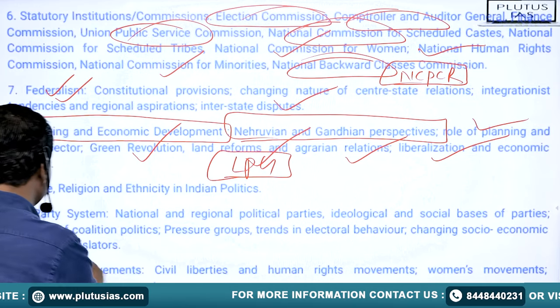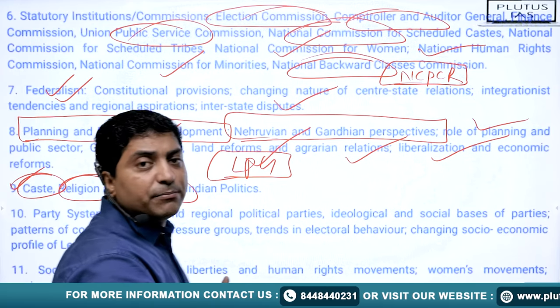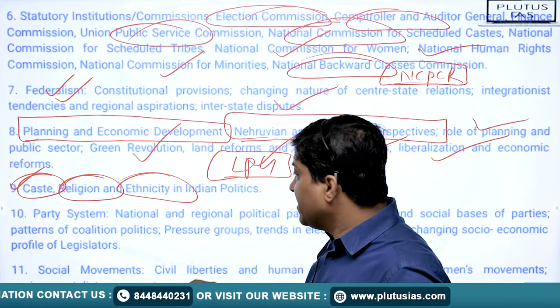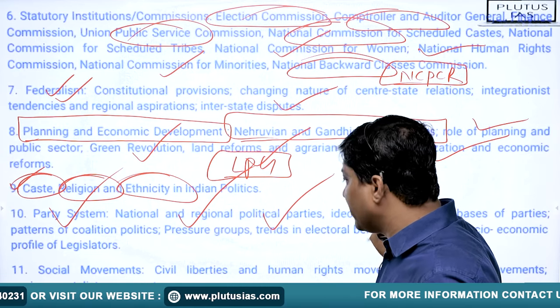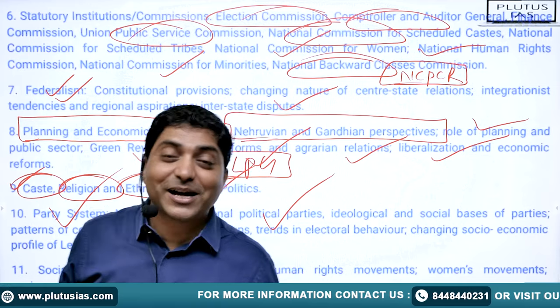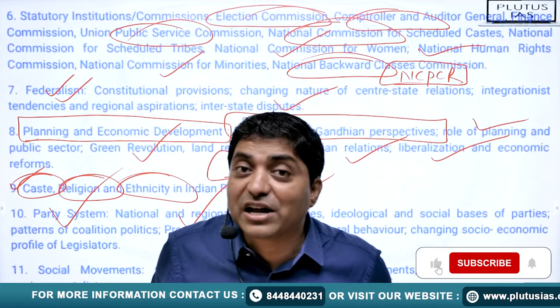And the most important is to look at caste, religion, ethnicity. This is very important for your Indian society purpose, and here also. Then the party system. We have national parties, then state parties, then these parties have their ideology, they have their leaders, they have their support base, they have their manifesto, they have their policies and programs, right?